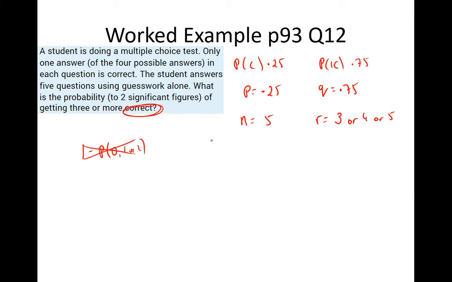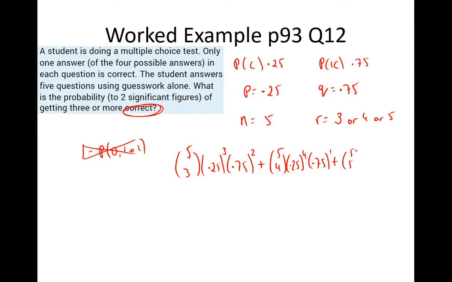So, here's what we've got to do. Let's work out the probability of 3 correct first of all. 5 questions, I want 3 correct. The probability of getting them correct is 0.25. Number of correct, 3. Probability of failure or incorrect, 0.75. Number of incorrect, 2. Or, that's 5C4 by 0.25 to the power of 4 by 0.75 to the power of 1, or 5C5 by 0.25 to the power of 5, 0.75 to the power of 0.